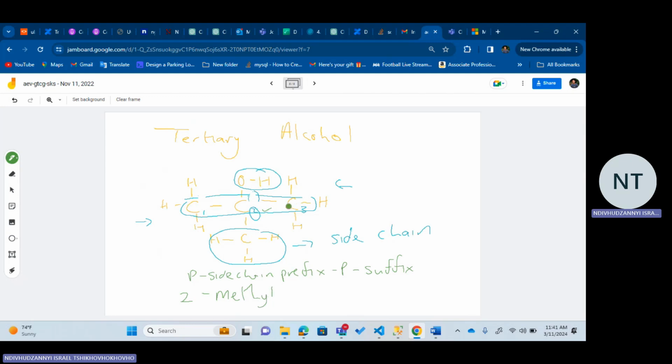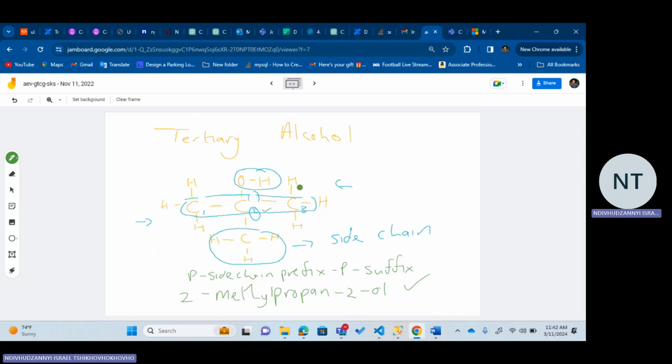How many carbons do you have on the longest chain? It's 3, so it's propan. Then the position at which the OH is at on the C atom is position 2, so we'll say 2. Then what's the suffix of alcohol? It's ol. So you can see that it's 2-methylpropan-2-ol.